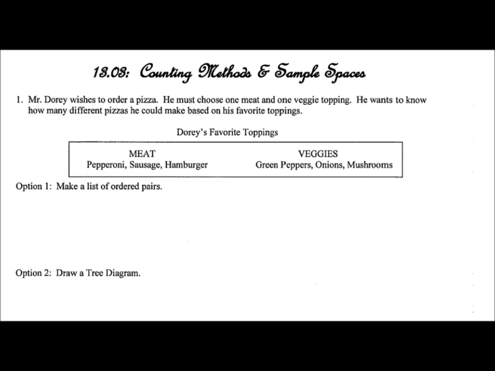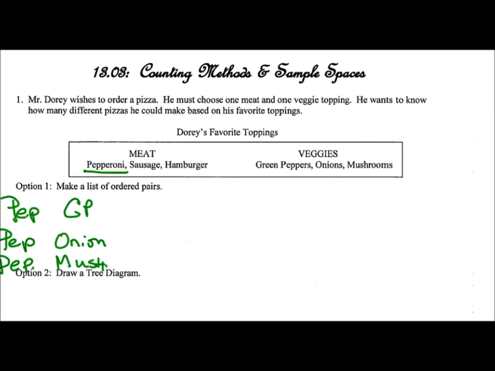The first one is very systematic. We could make a list of the possible combinations we could make. Let's say, for example, we want to start with pepperoni, and we'll just say PEP for pepperoni. We could have pepperoni and green peppers, a meat and a vegetable. We could have pepperoni and onions. Again, we have a meat and a vegetable. Or we could choose pepperoni and mushrooms. And so we see there we have 3 different pizzas we could make: pepperoni green pepper, pepperoni onion, pepperoni mushroom.